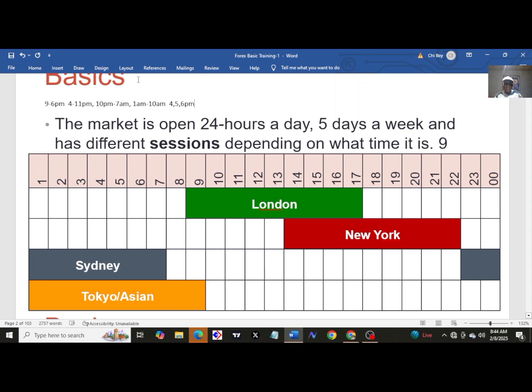And we have Asia, or the Tokyo session, which is much more volatile than the Sydney session. That time runs from 1 a.m. Nigeria time, which is midnight, till 10 a.m. Nigeria time, which is our early morning here. So I don't really pay much attention to those times. Like I said, I take trades during the London and New York sessions.